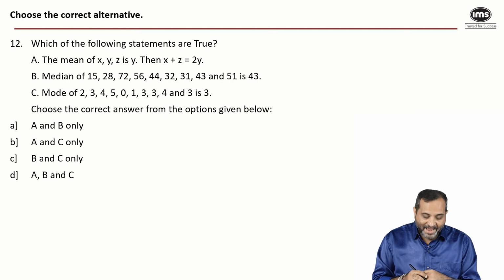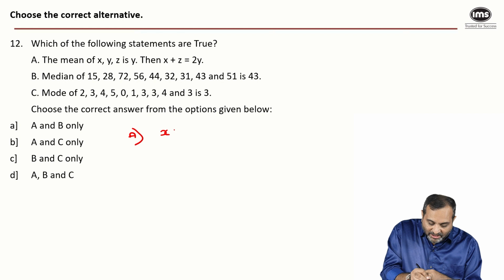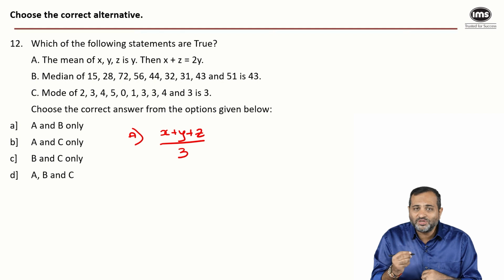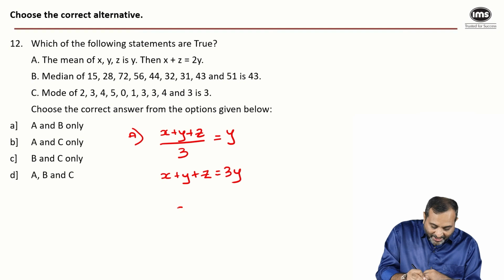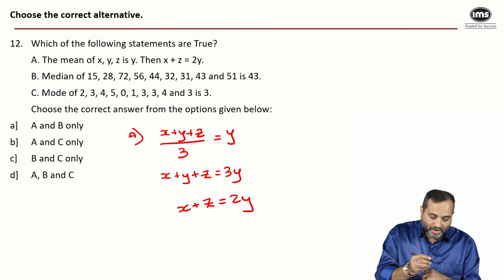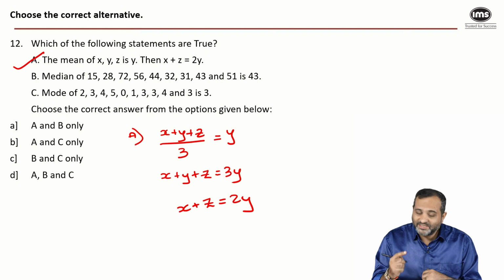The mean of x, y and z is y. Then x plus z is 2y. So the first statement says that the mean, that means the average of x, y and z. So what is the average of x, y and z? x plus y plus z divided by 3. This is equal to y. If you cross multiply, you will get x plus y plus z is equal to 3y. So I can say x plus z is equal to 2y. So can I say my first statement once again is true. Let's look at the second statement.